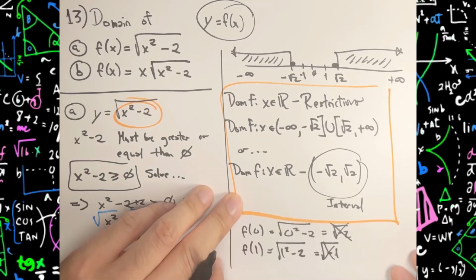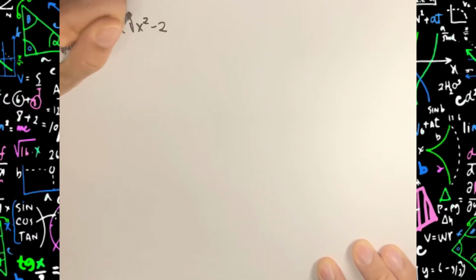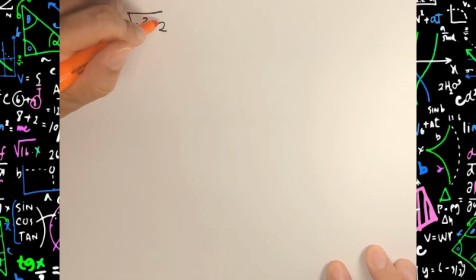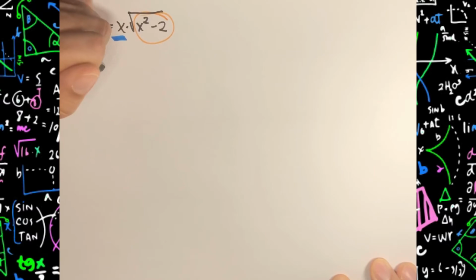So, having that said, let's move on to part B. And we're going to write B, y equals f of x equals x that multiplies the square root of x squared minus 2. Quite similar to part A. Again, we have to guarantee that the inside of the root is positive. But then again, we have an interesting case right here. Now we have an x that is multiplying the root. So let's take that into consideration. But first, let's address the restriction.